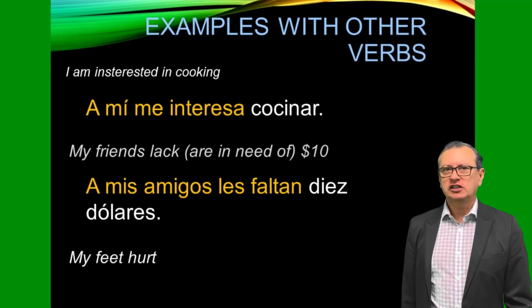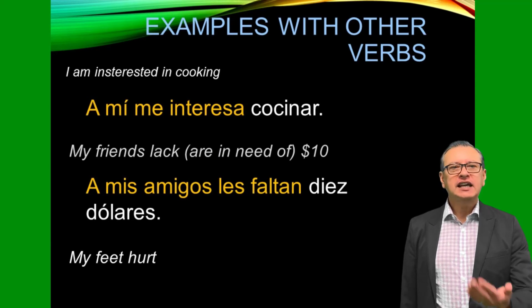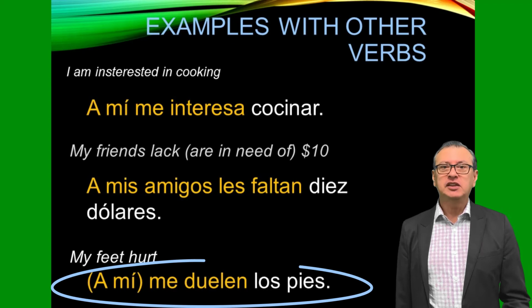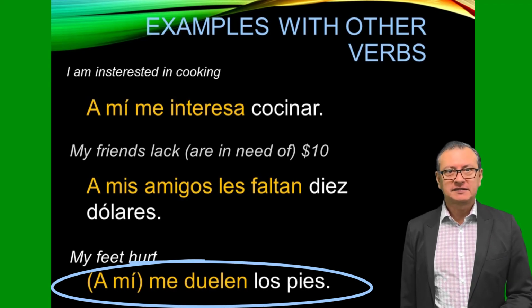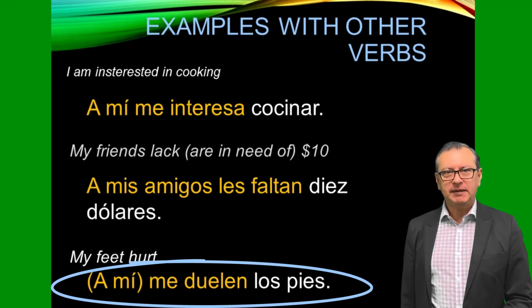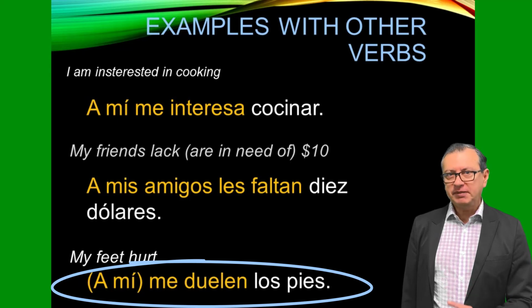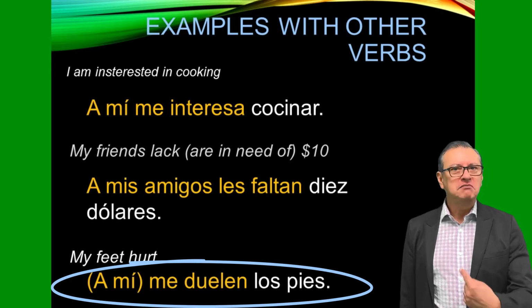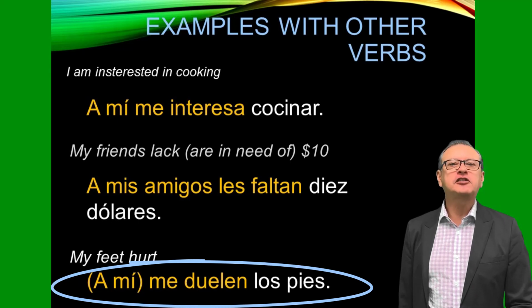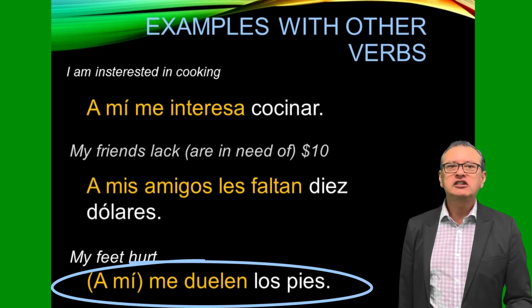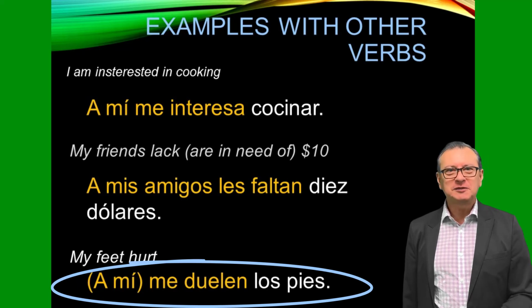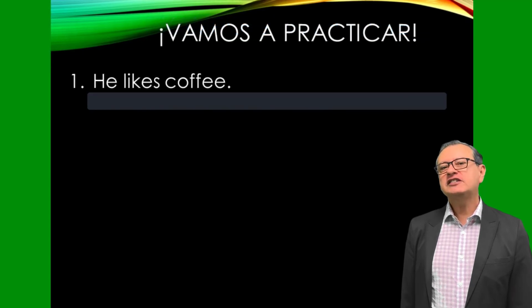My feet hurt. When you have a verb like doler, you would say me duelen, or a mí me duelen los pies. Notice that feet in Spanish is los pies. You don't need to say mis pies because it's taken for granted that they are your feet. So you don't need mis pies. Los pies will be more than enough. Okay? Excellent.